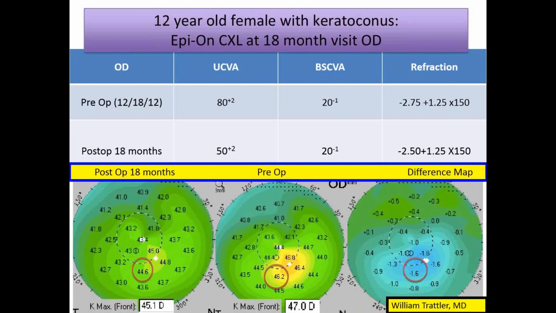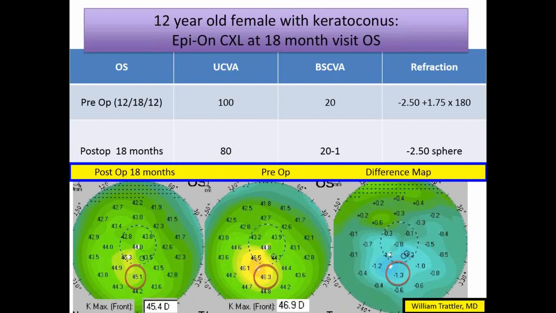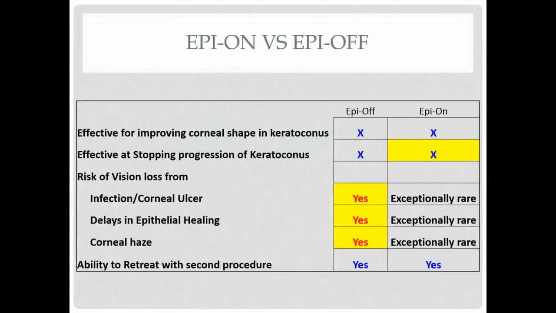When she came back at 18 months, you can see that she had even further improvement. Her uncorrected visual acuity improved from 20/80 to 20/50 +2, and her best spectacle corrected visual acuity remained stable. But you can see that she's having significant flattening below and some steepening above, so reshaping the cornea, just explaining why she's achieving improved quality of vision. Same with her other eye, same thing. She's getting nice flattening below and some steepening above, and very happy with her improved quality of vision overall.